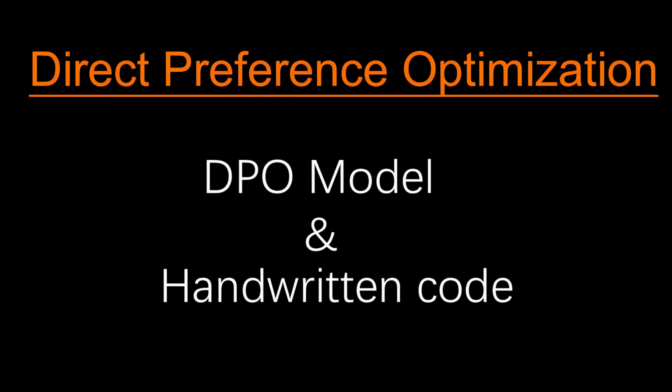This section explains the direct preference optimization, DPO model and code implementation. Let's first look at the DPO model overview.